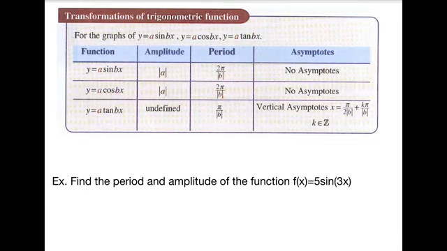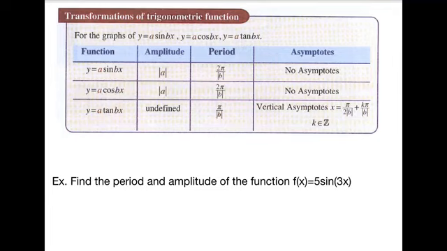And as for tangent of bx, no matter what number you have here, there's no amplitude, because there's no maximum or minimum for this function. But the period of this function turns out to be pi divided by absolute value of b. So those are the formulas for period of the transformations of these trig functions.